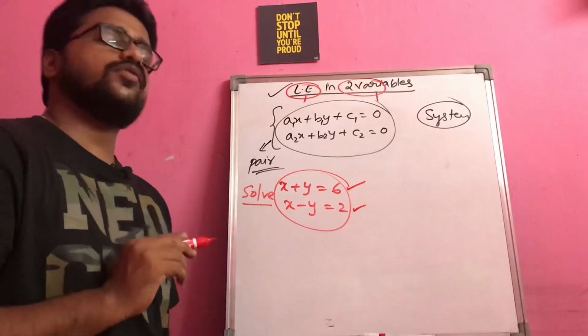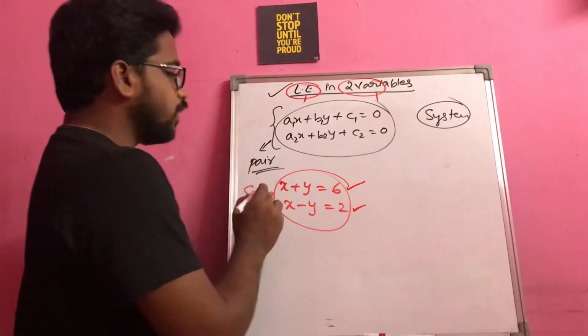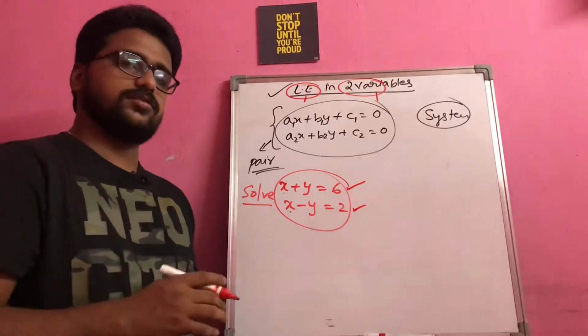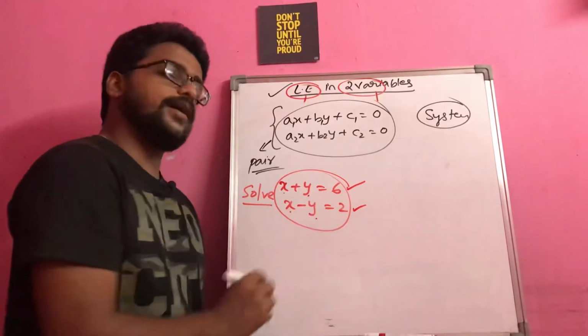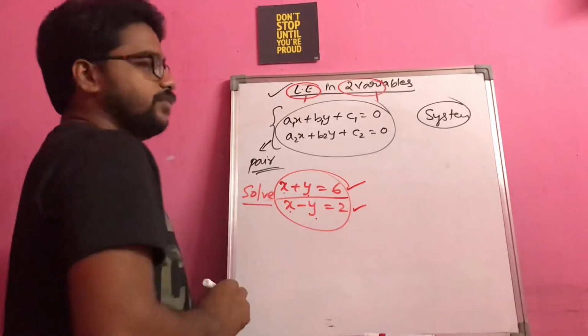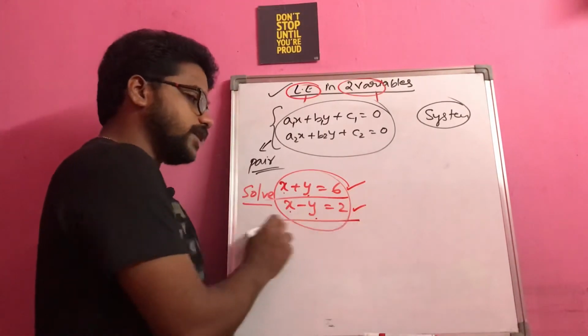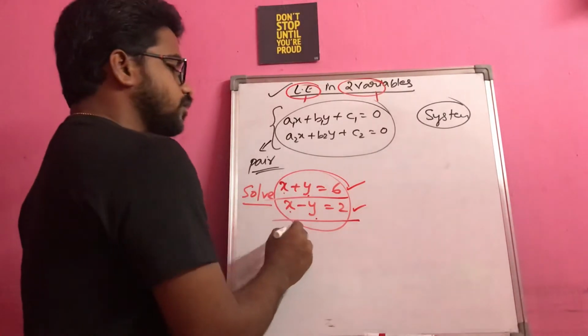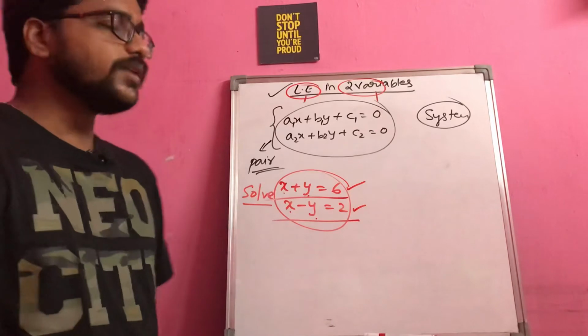Why do you have to look for the common solution? Because whatever x you substitute, the same x you have to substitute in the second equation also. Similarly for y. So whatever satisfies the first equation also has to satisfy the second equation. Then only we can say that a common solution exists for these two, right?